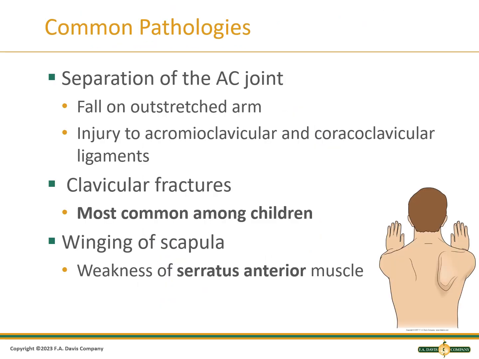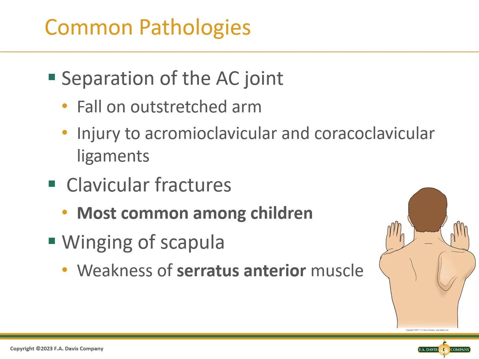When talking about the shoulder girdle, common pathologies that we may see in therapy include separation of the AC joint. When somebody says colloquially they have a separated shoulder, this is where there is spraining or tearing of the acromioclavicular ligaments, and these typically happen as a result of a fall on an outstretched arm, causing injury to the acromioclavicular and coracoclavicular ligaments that causes separation of the acromioclavicular joint.